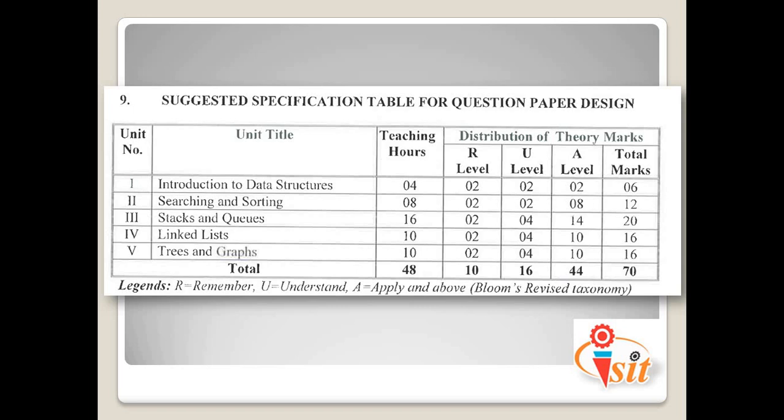Stack and queue is for 20 marks. Linked list is for 16, and the tree as well as the graph is for 16 marks. So in total we need to give 70 marks of theory exam.